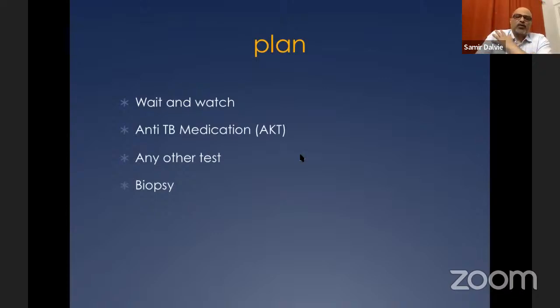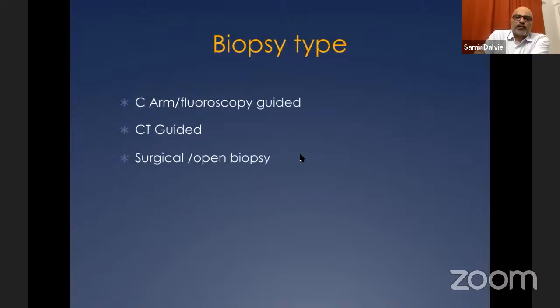These are the various plans you can do. One is wait and watch, but I think that is not a good plan because this patient definitely has a lesion. The other one is so-called anti-TB medication or empirical ATT, which would have its pros and cons. Any other test? There are some other tests like, if the patient can afford it, PET CT, but again they don't really give an answer. And finally, we come to biopsy. And I think biopsy is absolutely essential here.